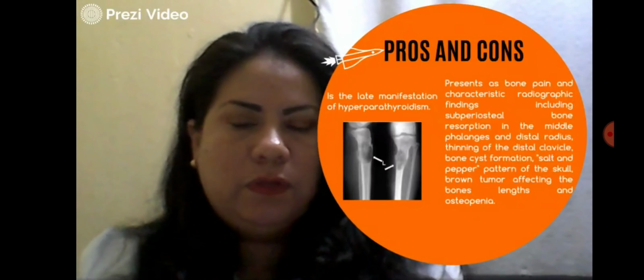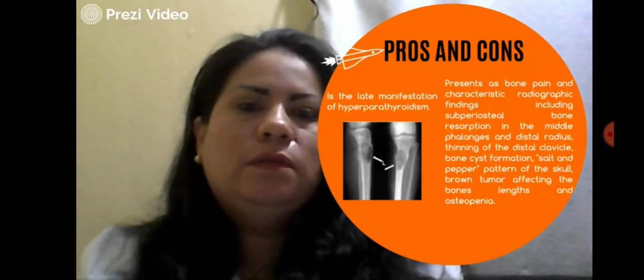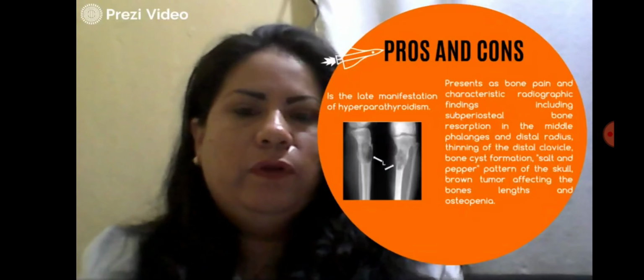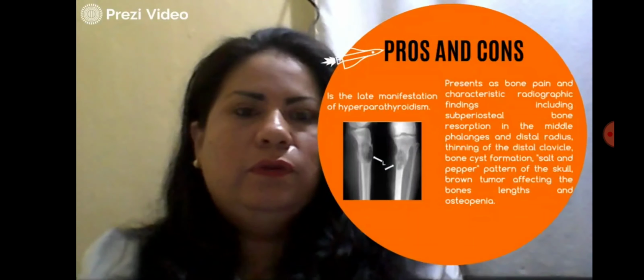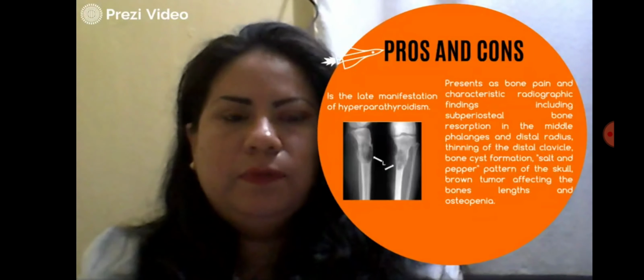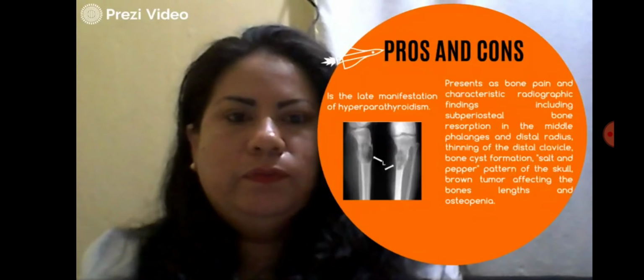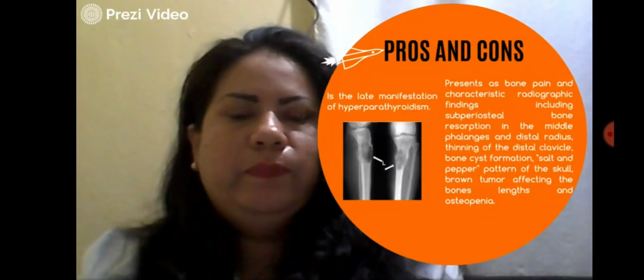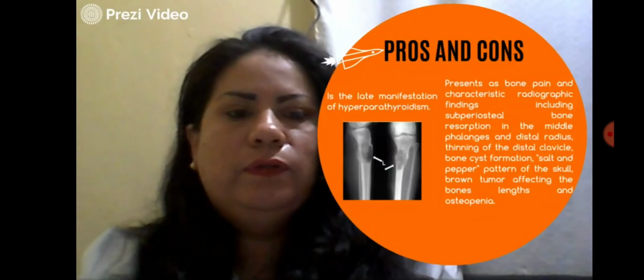It presents as bone pain and characteristic radiographic findings, including subperiosteal bone resorption in the middle of the phalanges and distal radius, thinning of the distal clavicle, bone cyst formation, a salt-and-pepper pattern of the skull, brown tumors affecting the bone's length, and osteopenia.